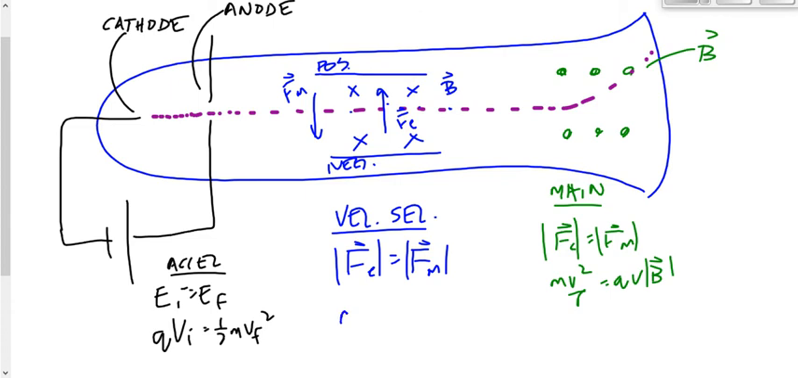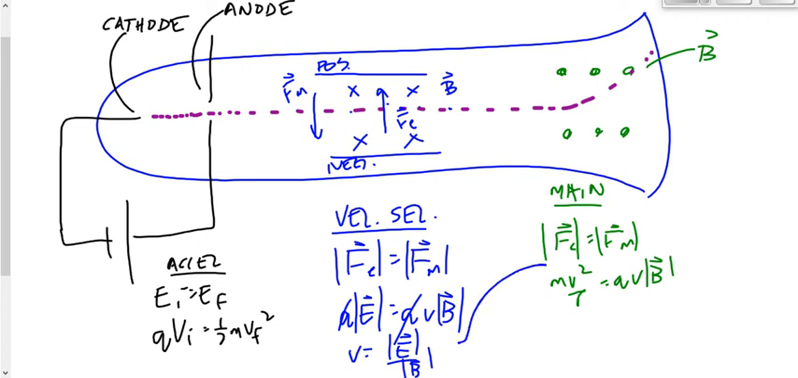So Fe we know is equal to Q times E. It's on our data sheet. Fm is QVB. It's also on our data sheet. V, the speed of these particles, is the electric field divided by the magnetic field. And then we can turn around and plug it back into here. That leaves us with two unknowns. Thomson would have used this in order to rearrange and solve for the charge to mass ratio.